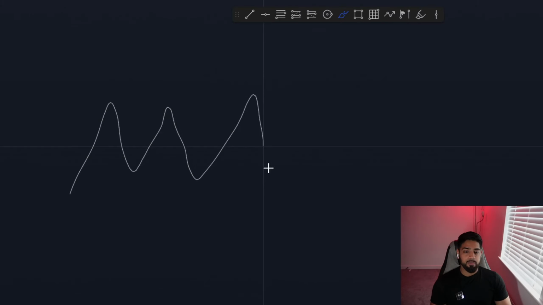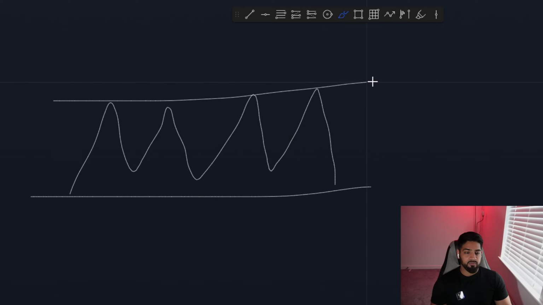We then wait for a build up of the Asia session. So for me, the Asia session is between the times of midnight and 7 a.m. UK time. So anything that happens between these times is now considered our liquidity. Now, once we've got our liquidity points, we're then simply going to wait for price to either sweep the high or sweep the low. Once we get either the sweep of the high or the low, we're then going to wait for our entry criteria.